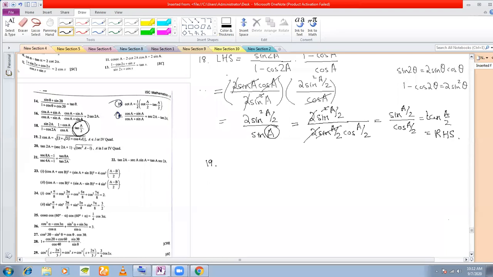Number 19. 2 cos a is equal to root over of 2 plus root over of 2 into 1 plus cos 4a. You need to prove this.